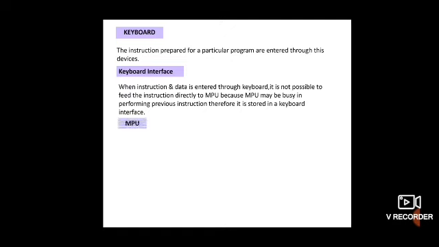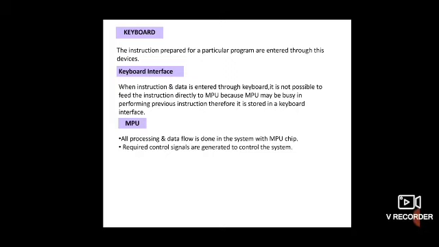Now, what is the function of the MPU or microprocessor unit? This chip is very important in the total system because all data is executed in the microprocessor unit. All processing and data flow in the system is done with this MPU chip. And for this data, control signals are generated to control the system. This is the main part of this microcomputer system.